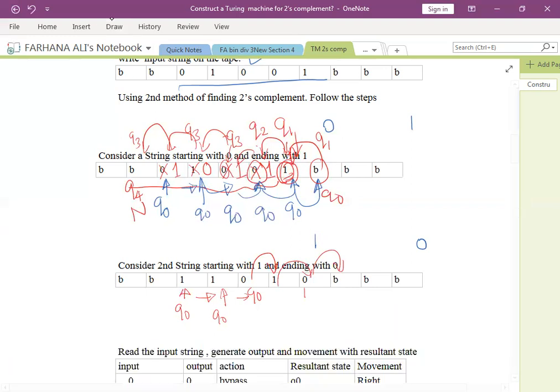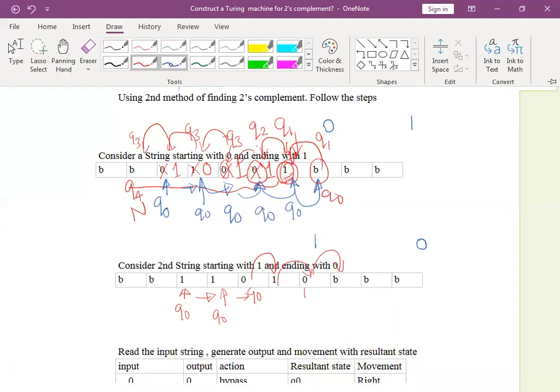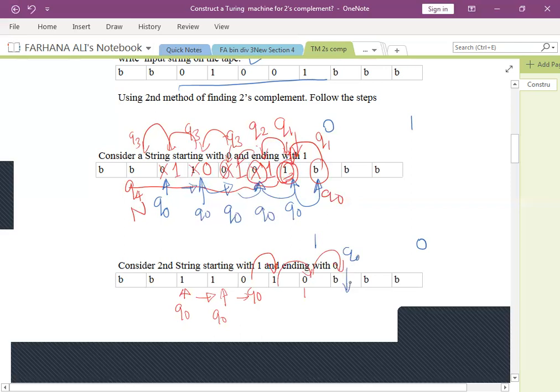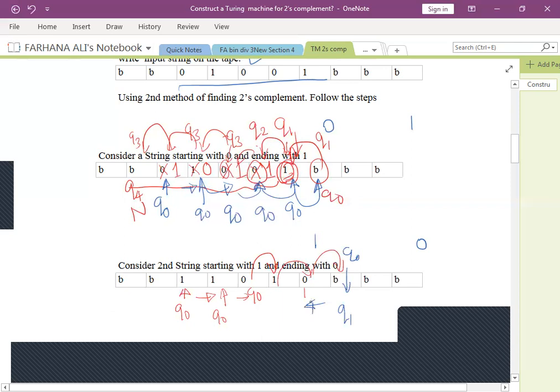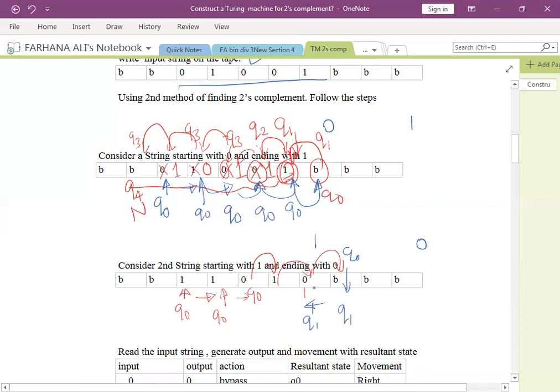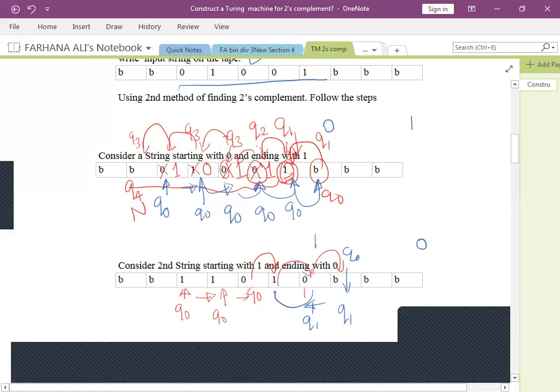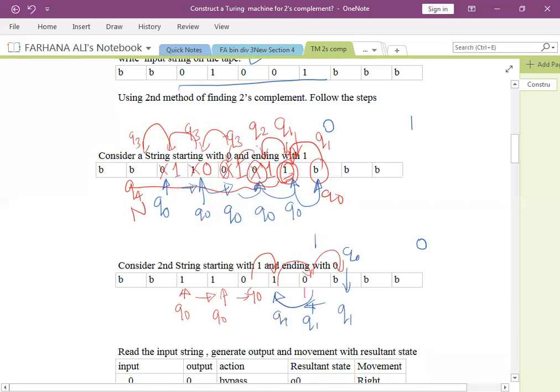Q0 with blank means now we have reached the end of the string. So this Q0 with blank is indicated by the state Q1 and the movement will be towards the left hand side. Now Q1 with 0, that means we are searching for 1, but here we got 0. So we will simply bypass it. So the resultant state will be as it is, Q1, and we will move towards the left hand side. So here we got 1. So Q1 with 1 means we were searching for the first occurrence of 1 from the right hand side and we got it. So that is indicated by Q2 and we are moving towards the left hand side.